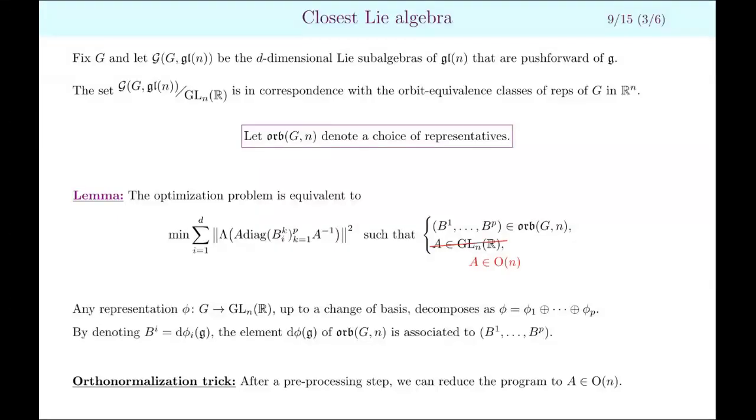Actually, we don't have to optimize over the general linear group. We can only optimize over the orthogonal group with an orthogonalization step that I will present in a few slides. And so this is way better because this manifold has dimension n(n-1)/2, when the other one has dimension n squared, and it's not even a compact manifold.